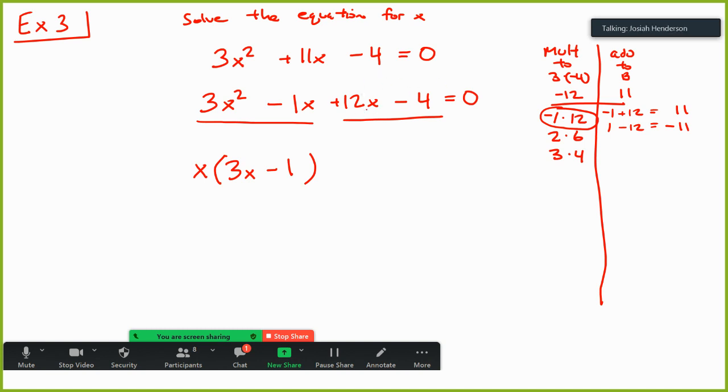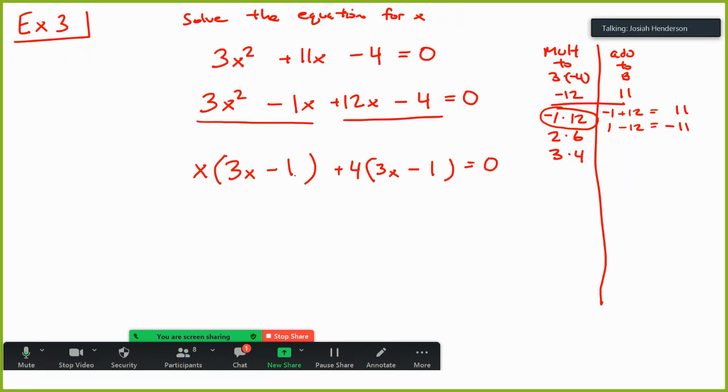The second set, the back two, 12x minus 4. Well, I can't take x from each, but I can divide 4 from 4 and from 12. So we'll take out a plus 4. And then what's left over? Hopefully it's 3x minus 1. Hopefully it matches our first parentheses. 12x divided by 4 is 3x, and then 4 divided by 4 is 1, so minus 1. Very good.